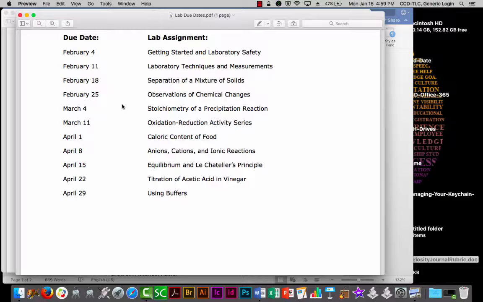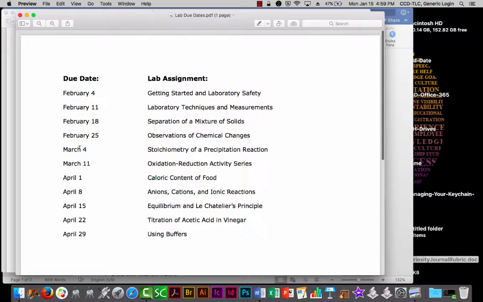The next thing I'm just going to go over really quick are the lab due dates. Here are the lab due dates, and these are all Sundays. Your first lab is due February 4th, and this really isn't a lab. It's just how to use the online software and some safety information. You do need to have ordered your lab kit before you can access this, but you don't need to have received your lab kit.